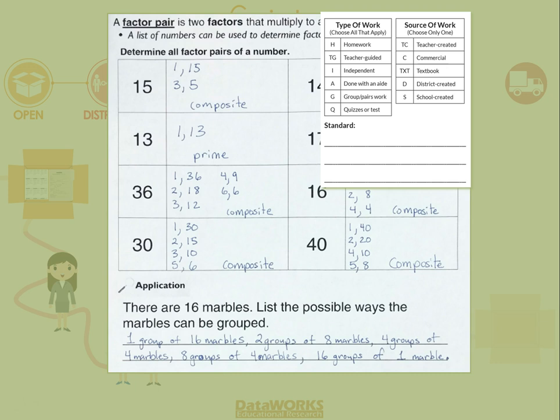Step 1. Circle the type of work. Did you assign it as homework? Did you guide the students through the entire assignment? Or were students asked to do this assignment independently? Circle all that apply here.